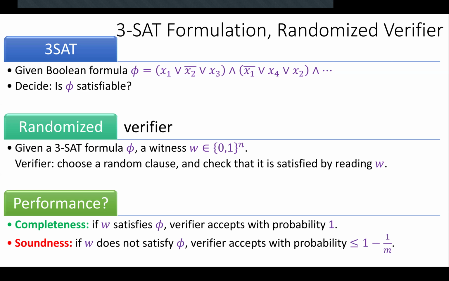So what's the performance of this? Well, if W satisfies phi, then I accept with probability 1. But if W doesn't satisfy phi, then we know that there exists at least one clause which is not satisfied. The probability I hit that is 1 over n, where n is the number of clauses. So all I can say is that I accept with probability at most 1 minus 1 over n, which is less than 1, but it's nothing to write home about.